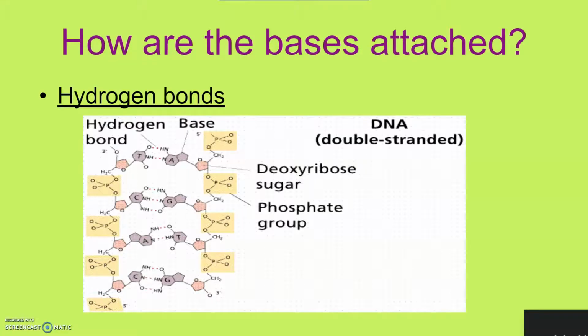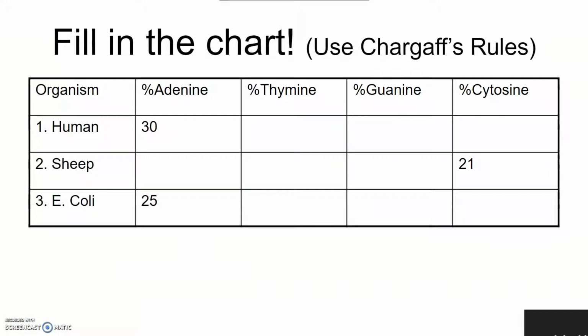So how are the bases attached? What keeps the bases together? Since I said they're like puzzle pieces, you have something called hydrogen bonds, which are weak bonds, but they hold the bases together. That is how they're able to stay together until they're needed to separate for DNA replication.